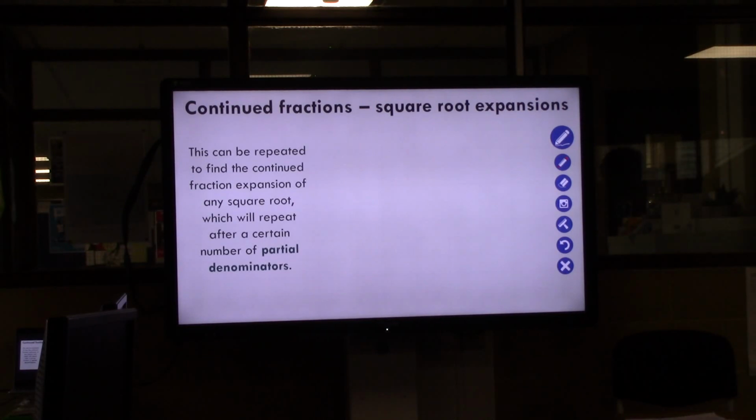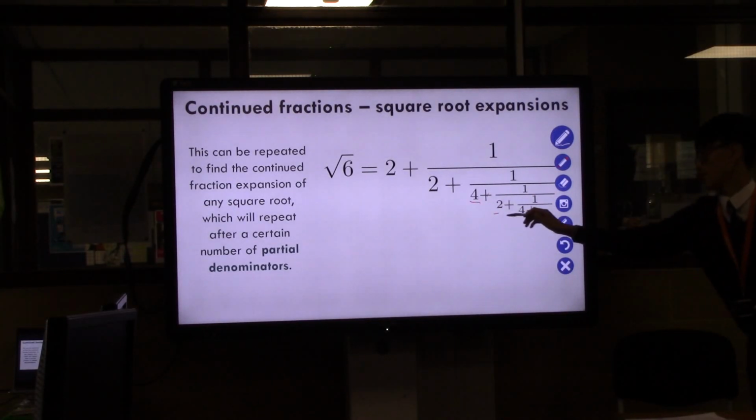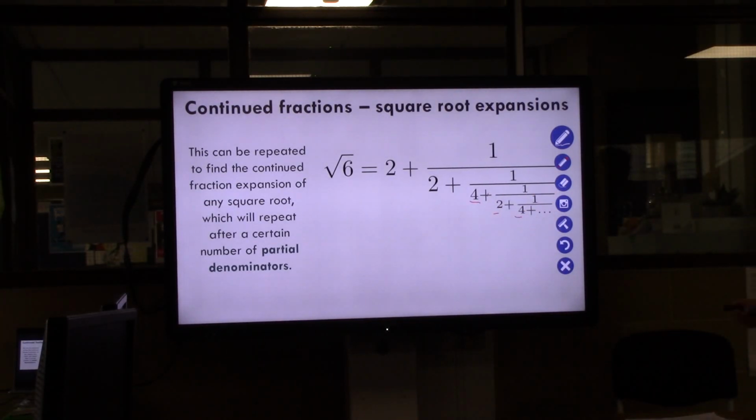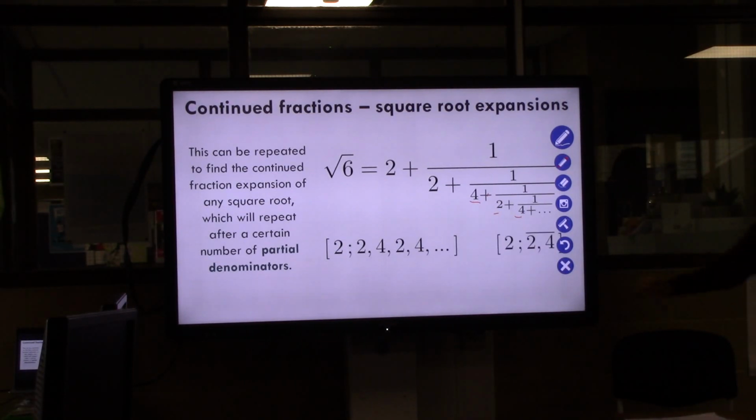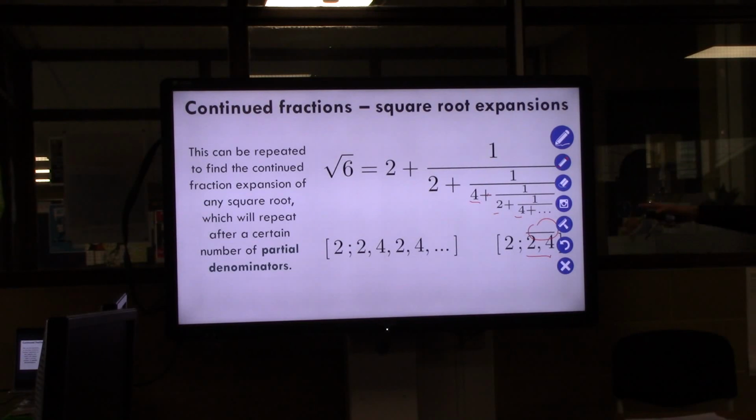So this can be repeated with any square root, and we can say that it will repeat after a certain number of partial denominators. The partial denominator is just these denominators here. And we can write the square root of 6 using the notation we saw before. Or, as you might have seen with decimal expansions, you can use a repeat bar over the top of the partial denominators that repeat.